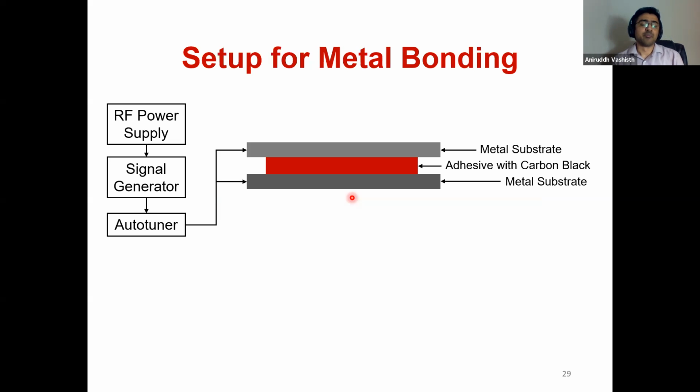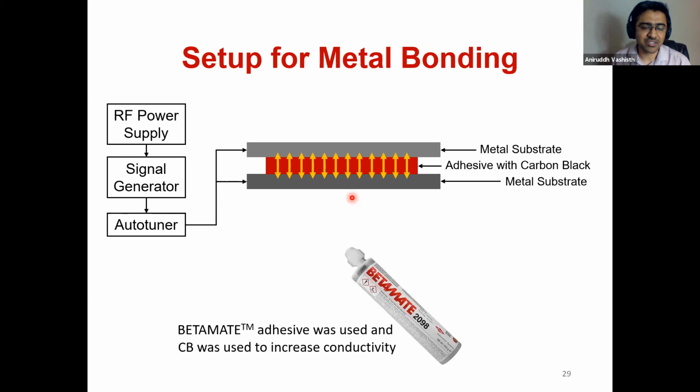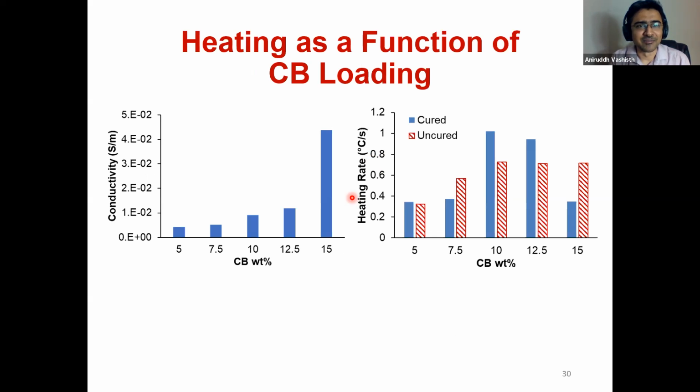So this is what our setup was for bonding metals. The nice thing about bonding metals is that your metal acts as the electrode. You don't need that dead bond or fringing field applicators. You can actually create the fields between two metals. So for this application, we use Betamate adhesive, which is a commercially available adhesive from DuPont, which was formerly Dow earlier. They had like a weird split up.